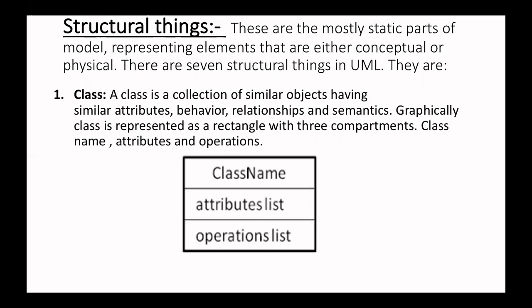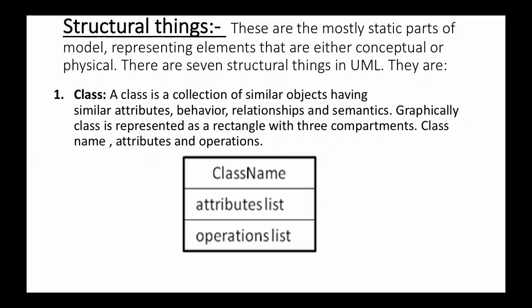Now moving to the first structural thing, class. A class is a description of a set of objects that share the same attributes, operations, relationships, and semantics. A class implements one or more interfaces. Graphically, a class is represented as a rectangle, usually including its class name, attributes list, and operations list.